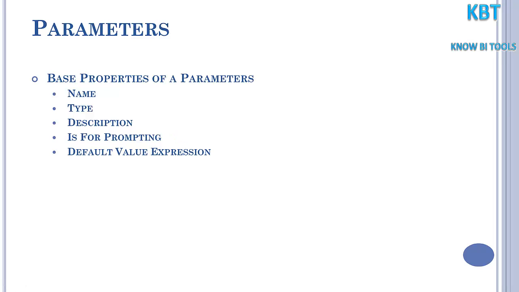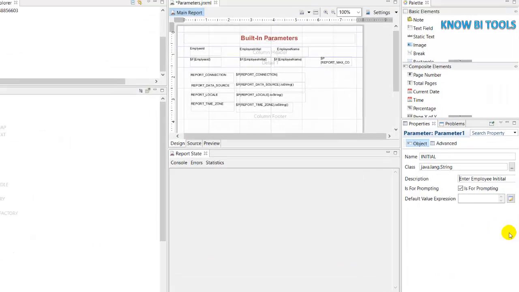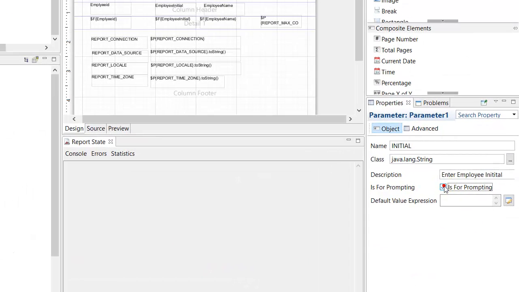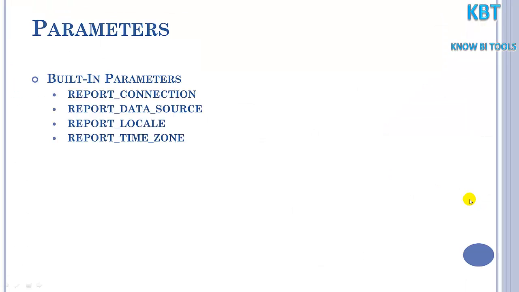The fourth property is is for prompting. Is for prompting is the property to tell the user that this parameter requires input from the user, and only then can the report run. So there is a checkbox. If you uncheck, it will not ask. If you check, it prompts to enter the value. Default value expression: when you specify some value in this default value and run the report, it will automatically run with that value in that parameter.